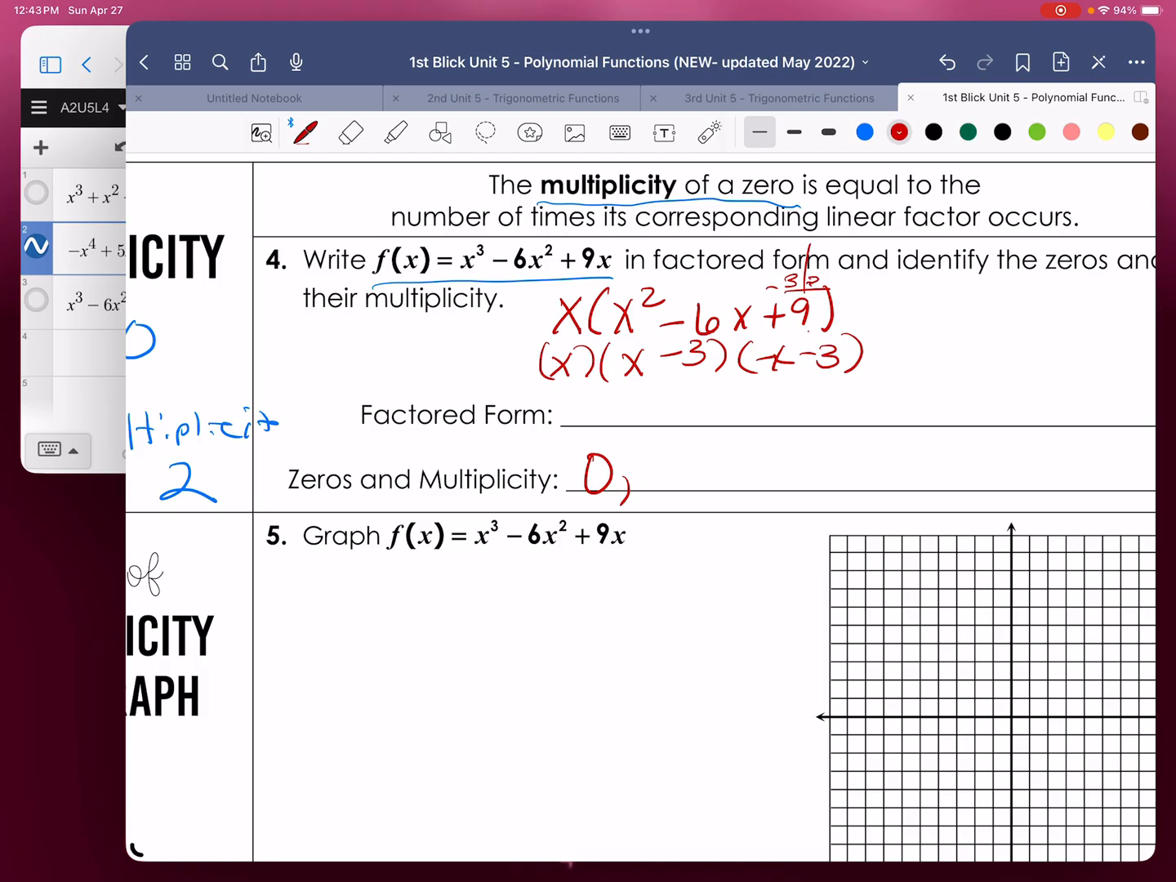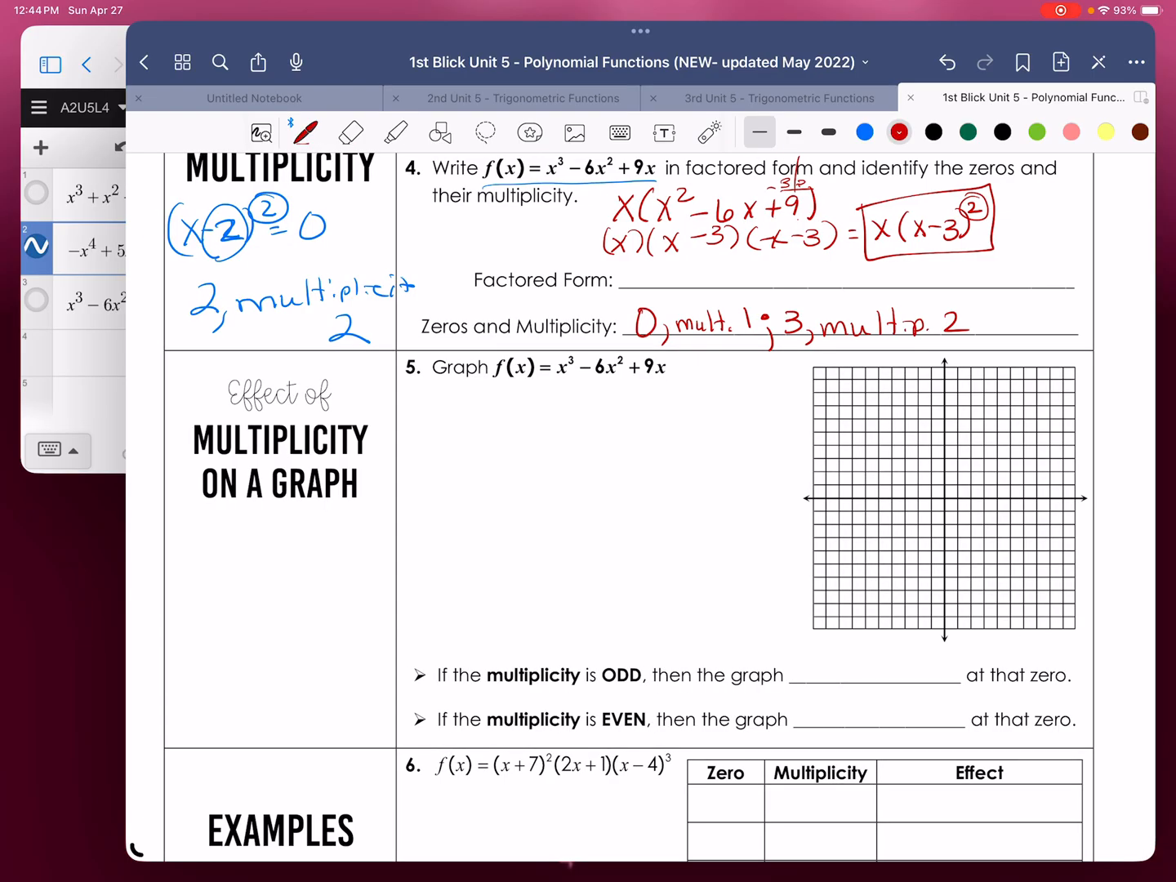And what's going to happen when I have the two 3's? What this is actually written out as is x times x minus 3 to the second power. That's actually your factored form. So I've got a 3. All right, how many times does the 0 occur? Just once. So that has a multiplicity of 1. The 3 occurs twice. So that has a multiplicity of 2. And that's all it is. You just look for exponents.